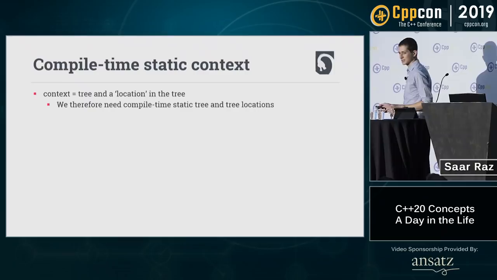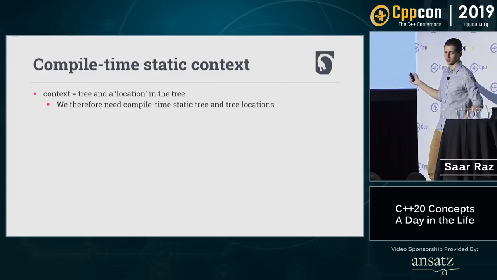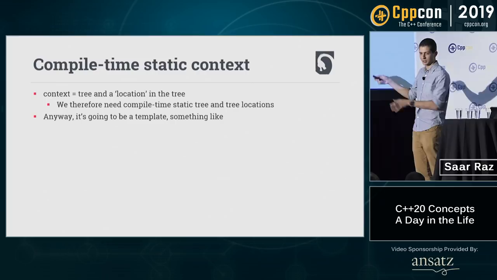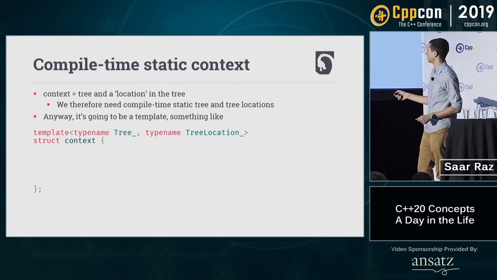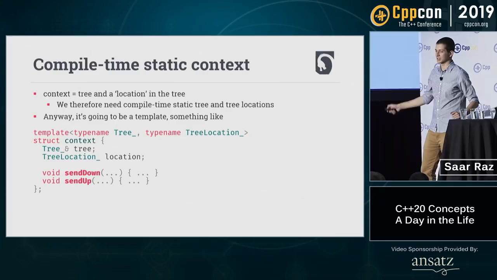So a context, as we've said, is just a simple pair of a tree and a location inside this tree, okay? So what we do need is some kind of compile time static tree and a compile time tree location, okay? So if we're gonna try to imagine how it's gonna look, it's gonna be this context object with a tree template parameter and a tree location template parameter. It's gonna store a reference to that tree and location, like we saw before in the dynamic version. And it's gonna have the send down and send up functions like we saw before.